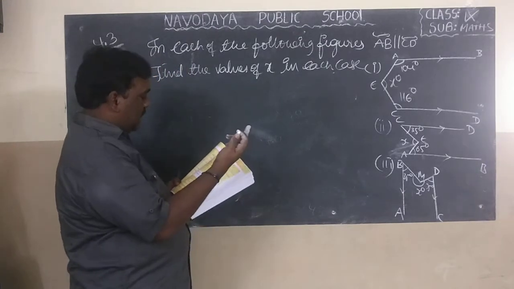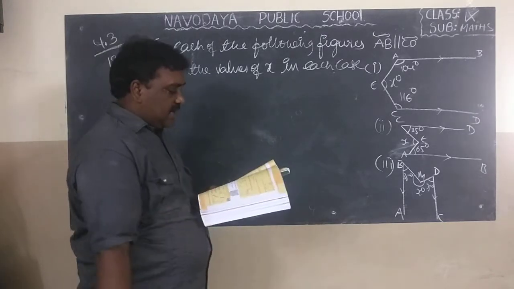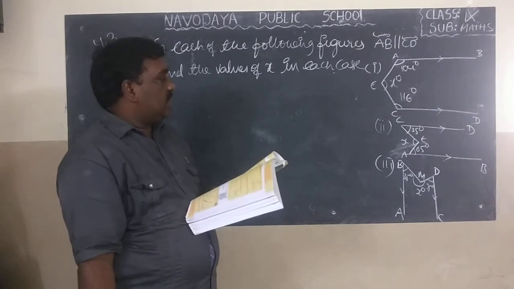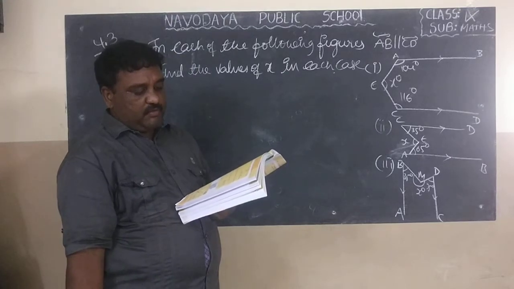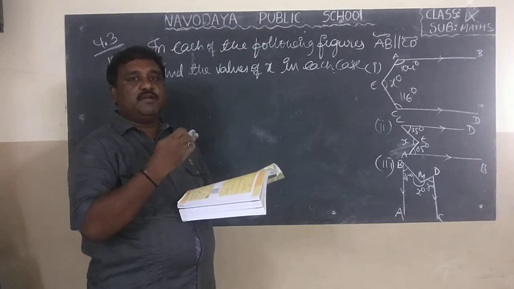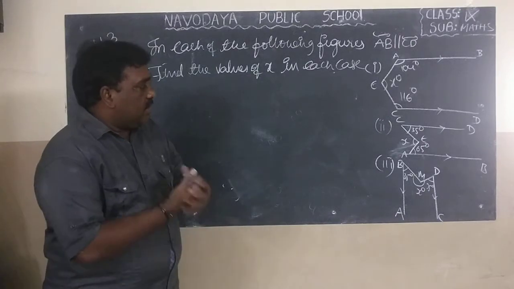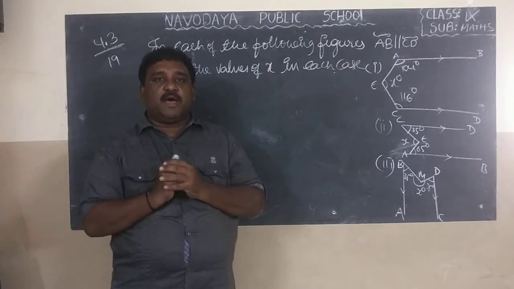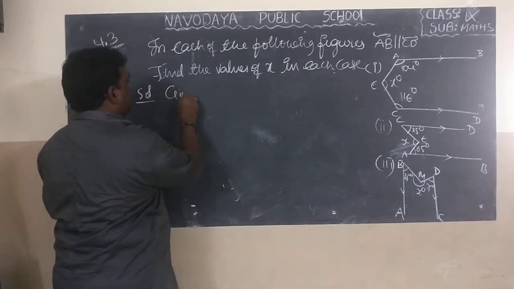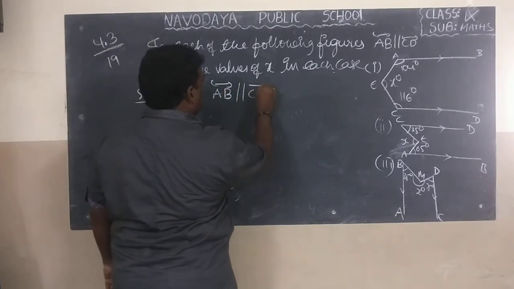First diagram. What are the angles in the first diagram? X, 104, 116. What are the angles in the second diagram? X, 35, 65. What are the angles in the third diagram? 35, x, 75. So we need to find out x value in each and every problem. What is given? AB is parallel to CD, and the arrow mark means the lines are parallel to each other. Remember. So what is given? Given AB parallel CD. This is the information given.